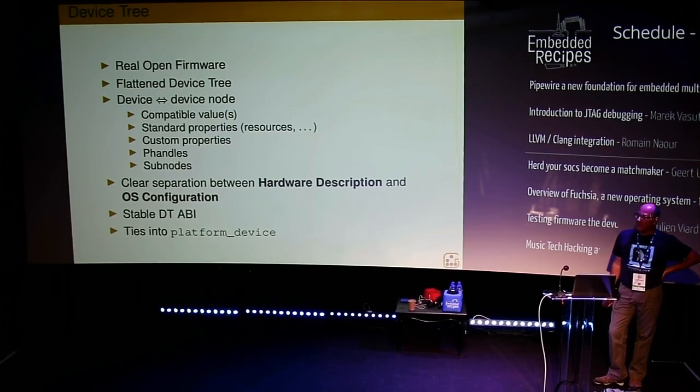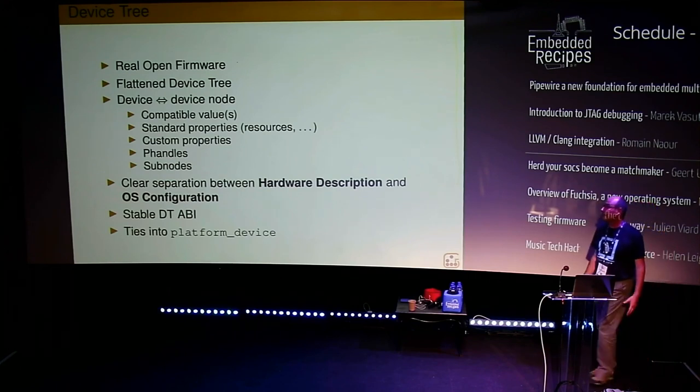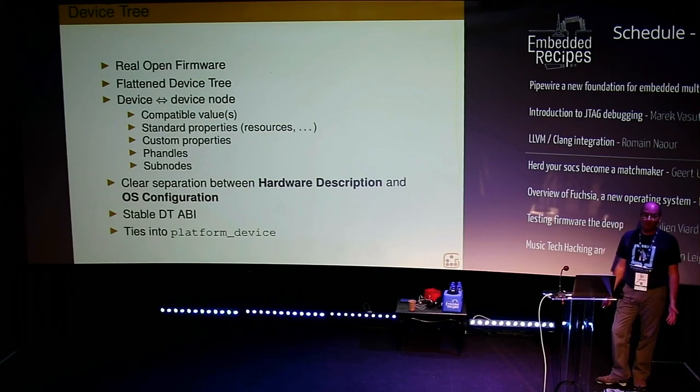And in a device tree, every device is represented by a device node. And every device node has several properties, and the most important one is the compatible property, which is a list of names of kinds of devices it's compatible with. There are also properties for resources, like which addresses on the bus are used by the device and what interrupts it uses, and there can be custom properties specific to the device. Phandles are also very important. They are basically pointers to other devices. They're used when describing interrupts, or when a device has a GPIO to be enabled, then there needs to be a reference to the GPIO controller that this GPIO is connected to.